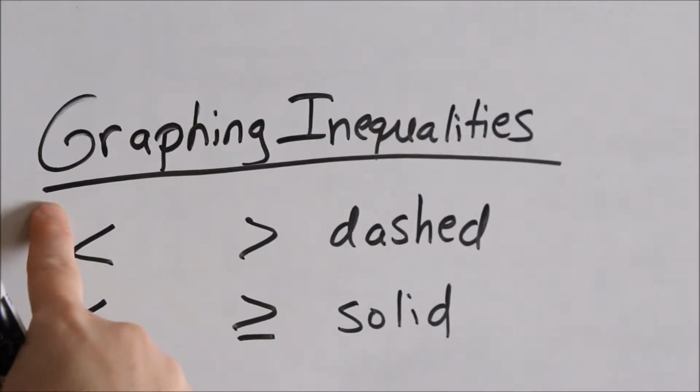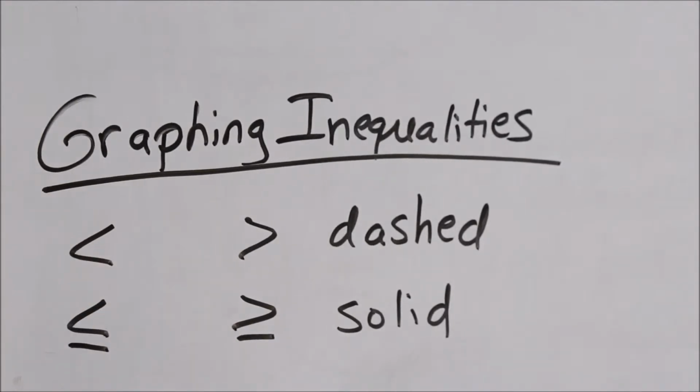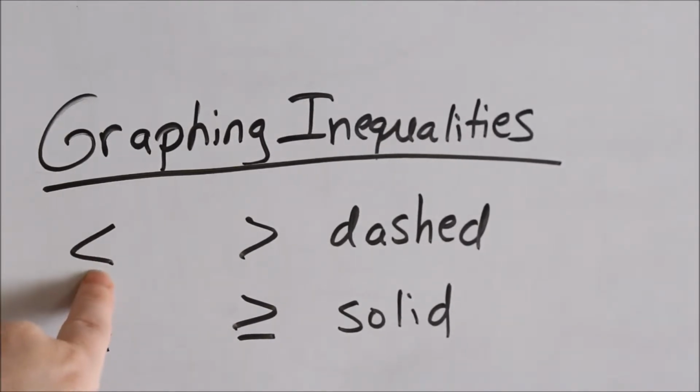Alright, we're going to be graphing inequalities. Inequality signs look like this, meaning inequality means not equal. So we're not going to have an equal sign in our equation for our lines anymore. We're going to have an inequality.